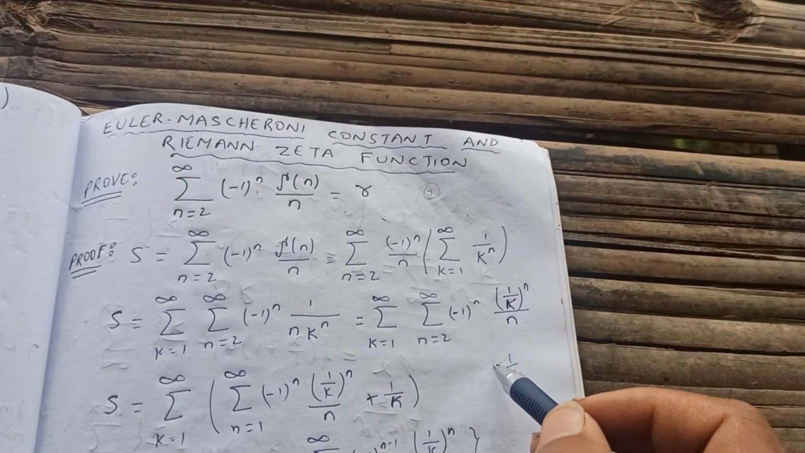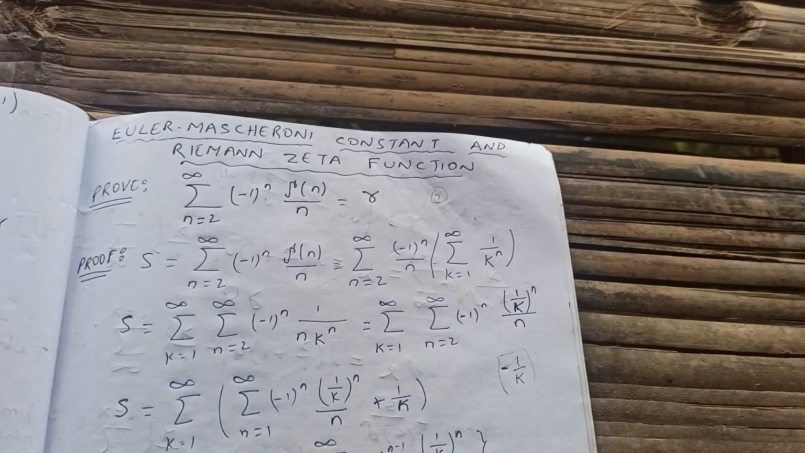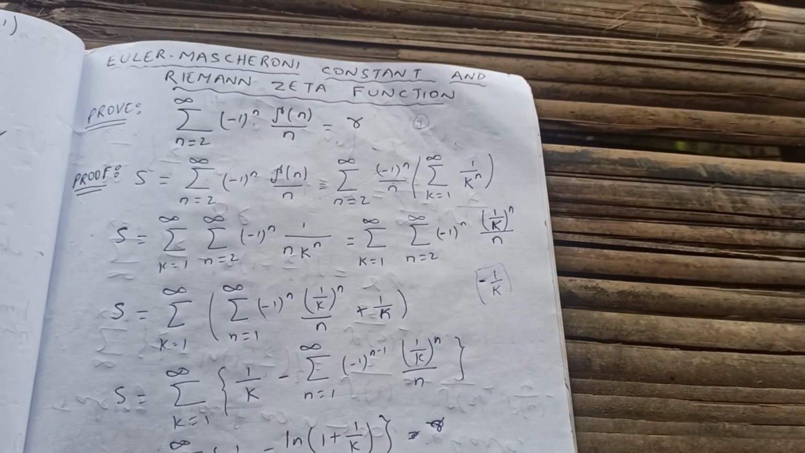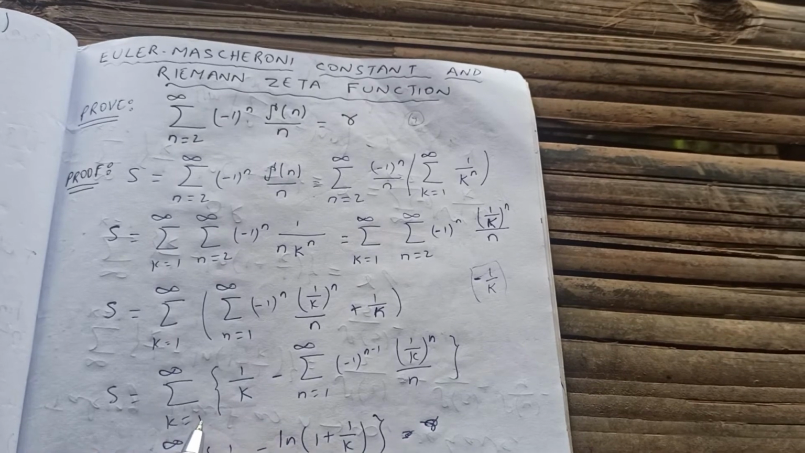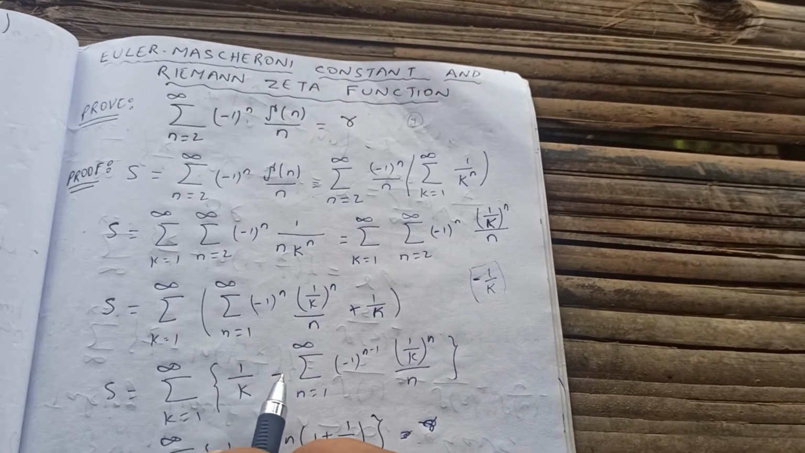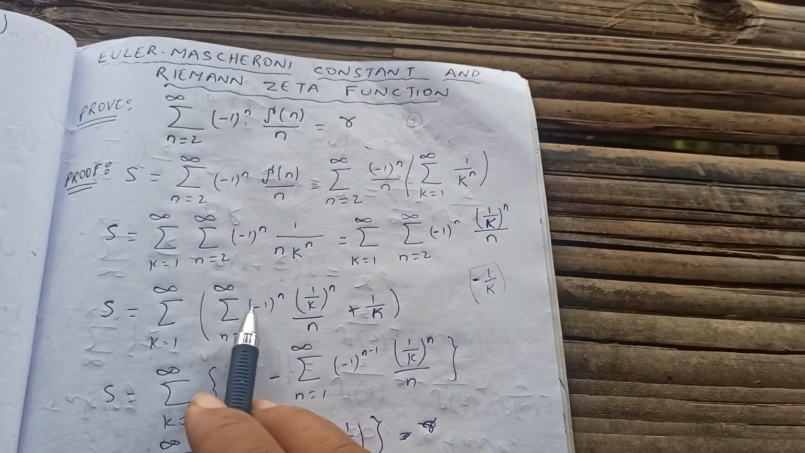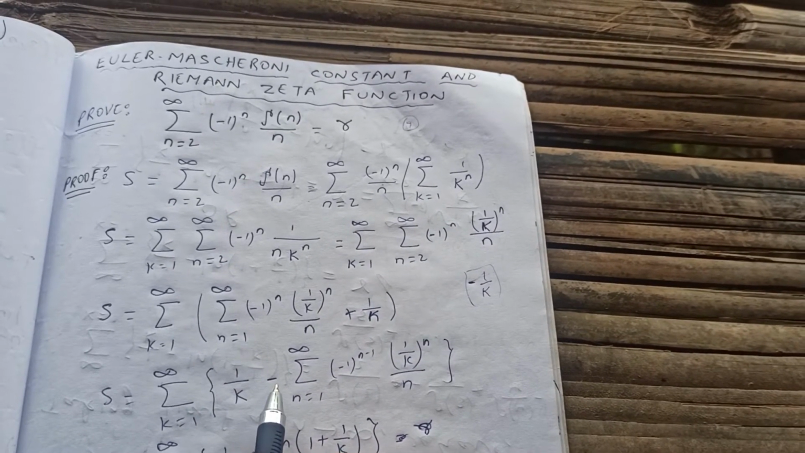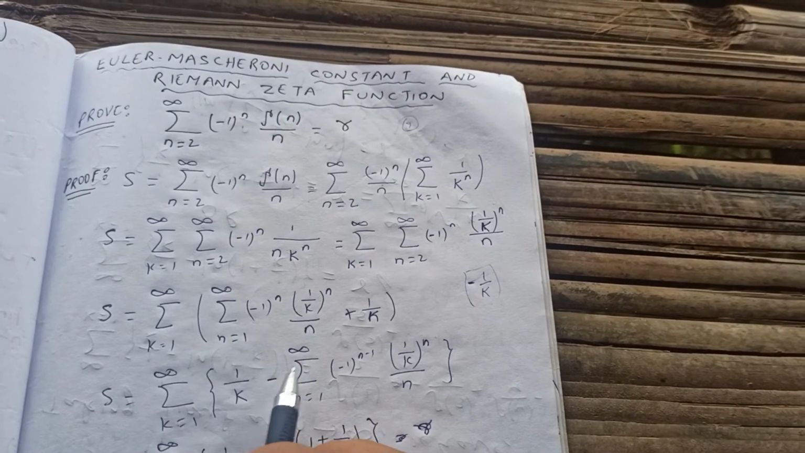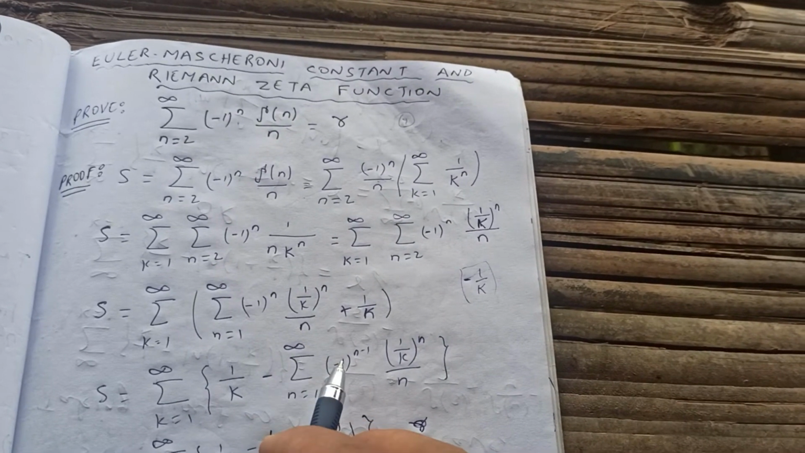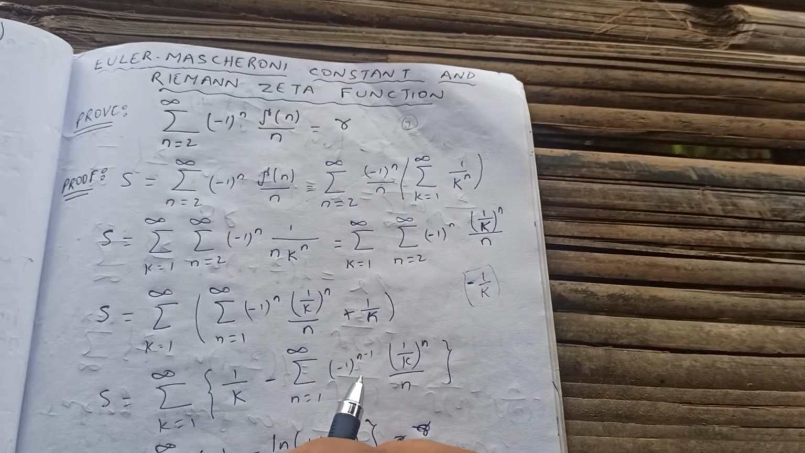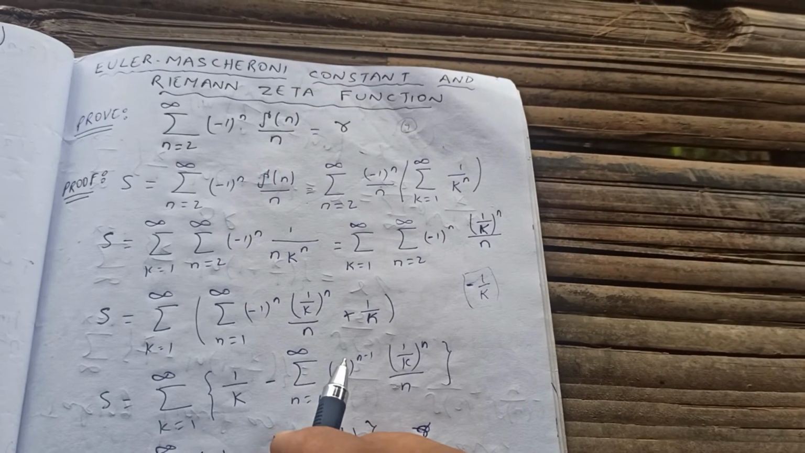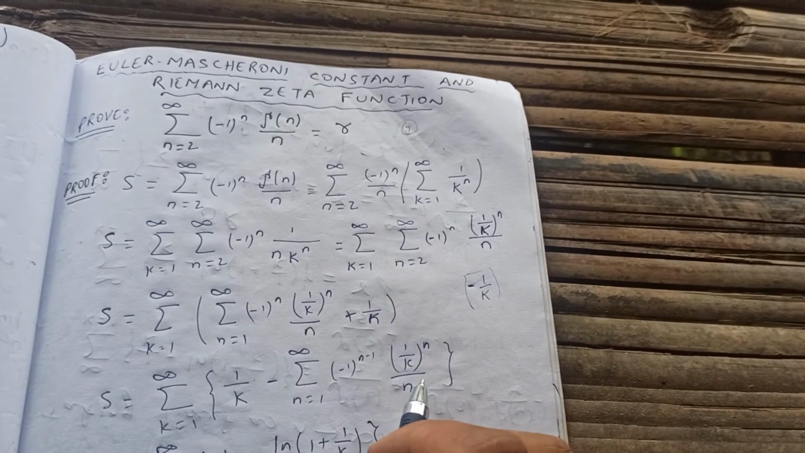So in order to cancel this negative 1 over k, we have to add 1 over k here, right? So now S equal to the sum from k equals 1 to infinity of 1 over k minus the sum from n equals 1 to infinity of negative 1 to the n minus 1, 1 over k to the power n upon n.